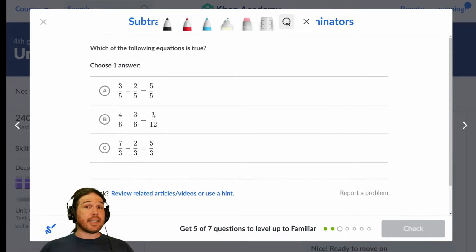4 minus 3 is indeed 1. However, the denominator is not the same. You cannot count up or down, positive or negative. You cannot count them together unless they have the same denominator. So B is not correct.